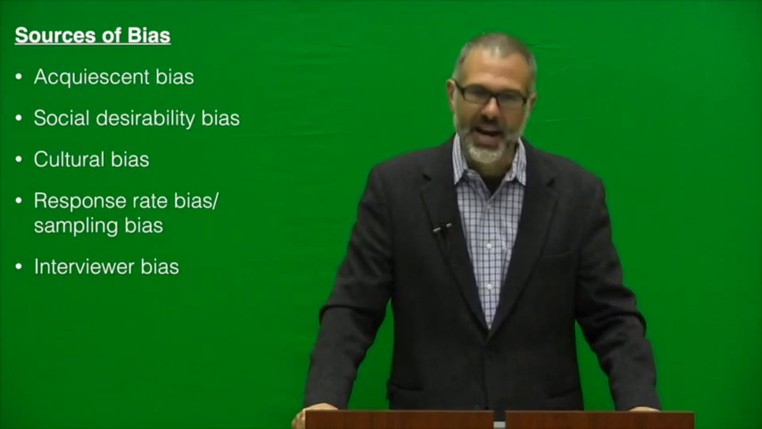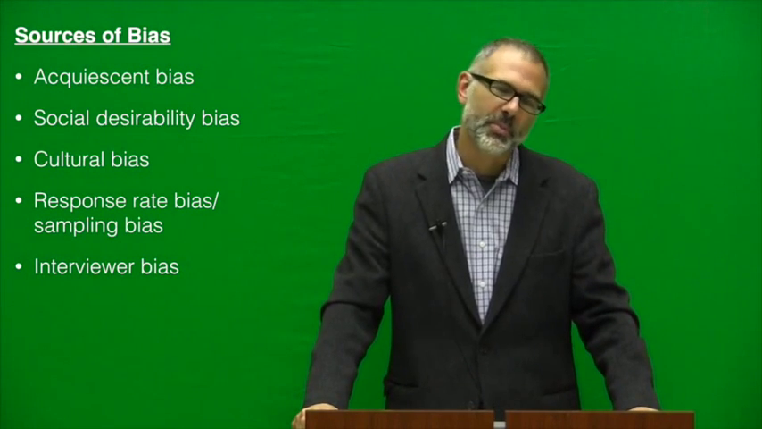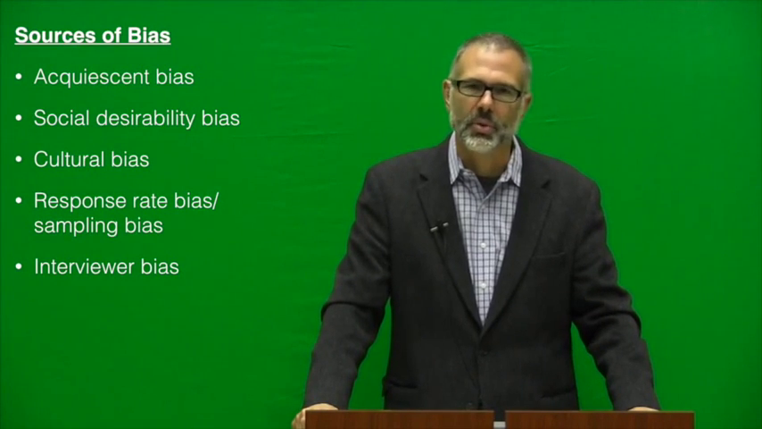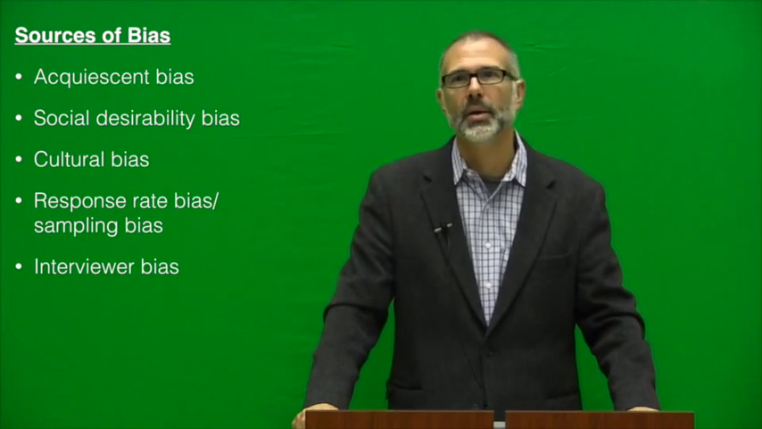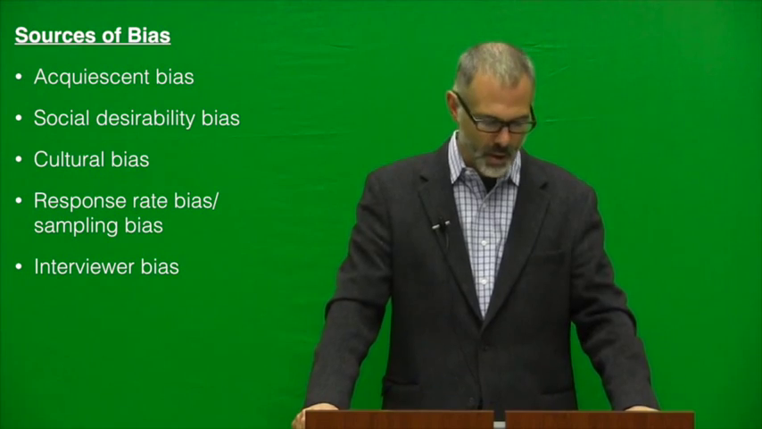So the first form of bias is acquiescent bias, and that's where people just like to say yes. You'll often ask people questions, and if they're not particularly interested in answering your questions, they'll just go, yeah, and not really be thinking about what their true answer is.